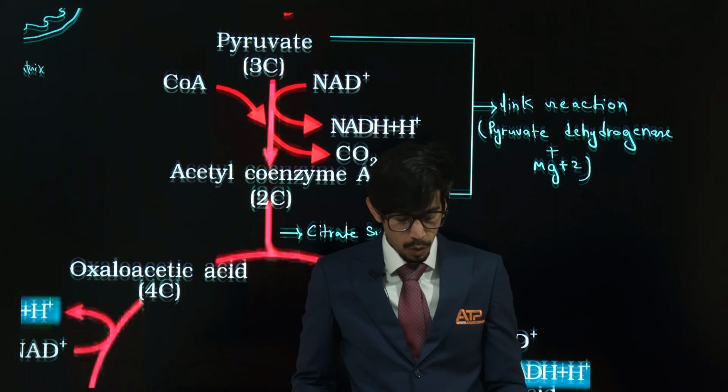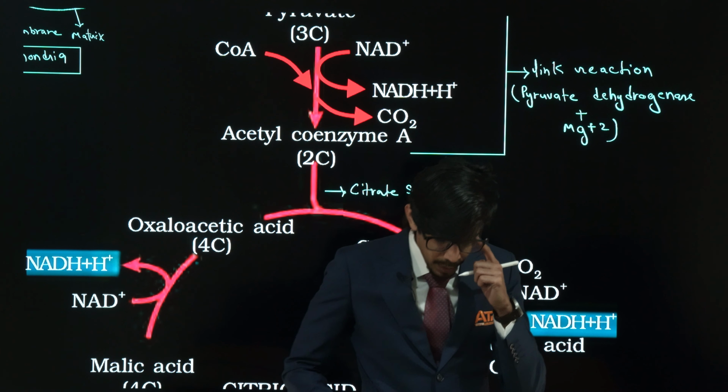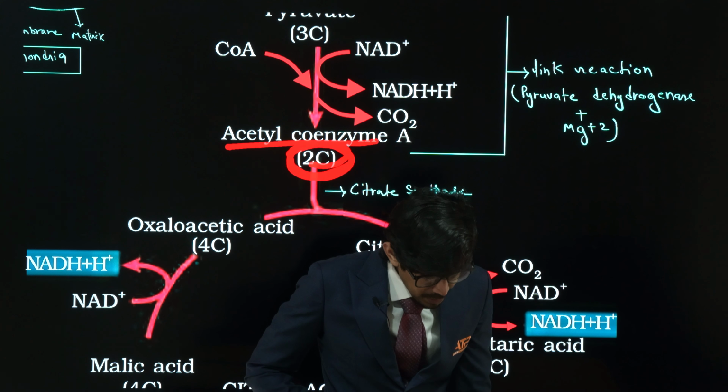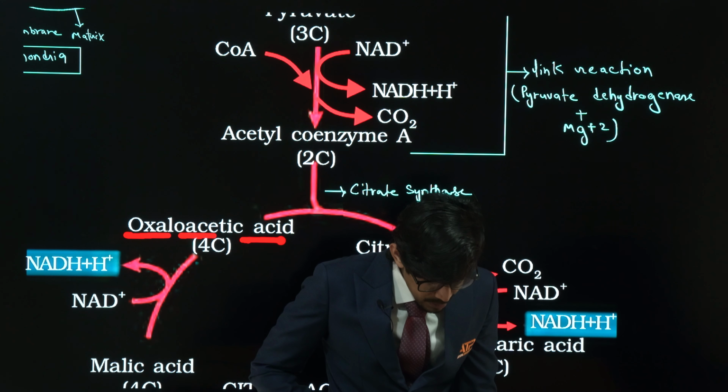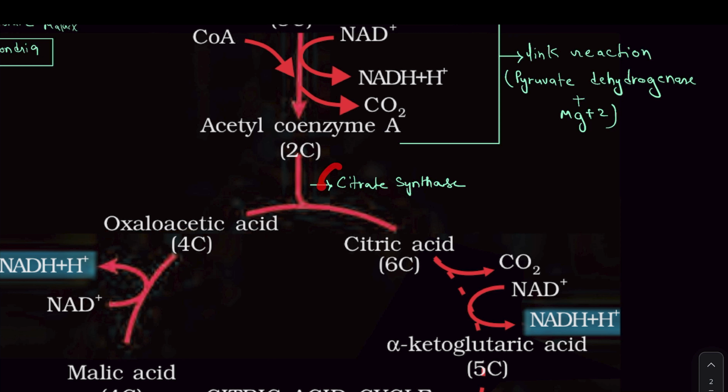After the link reaction, what do we have here? Pay very close attention. It is acetyl coenzyme A, which is a 2-carbon compound. From here, the Krebs cycle starts. So let's see what happens. Acetyl coenzyme A, a 2-carbon compound, reacts with oxaloacetic acid, a 4-carbon compound, in the presence of which enzyme? Citrate synthase.